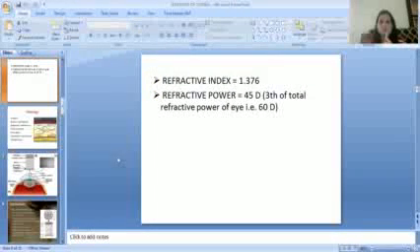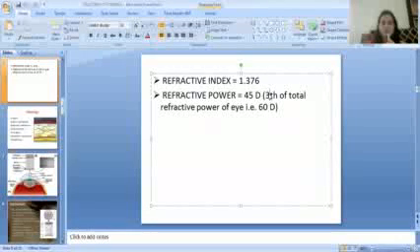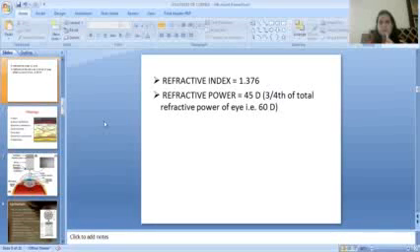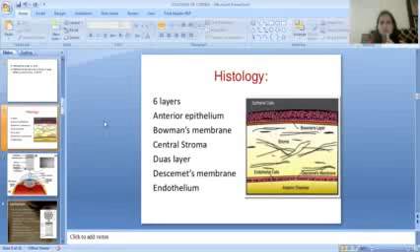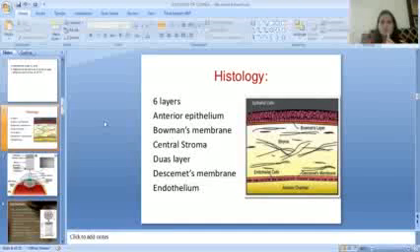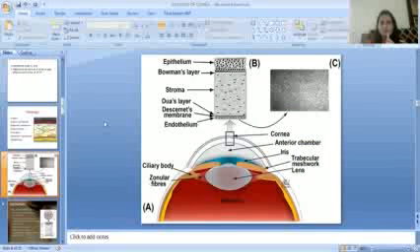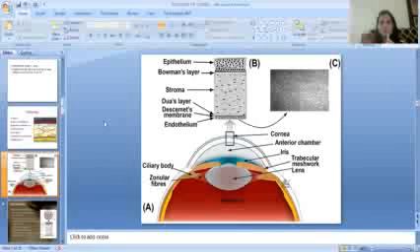The cornea is three-fourths of the total refractive power of the eye. That is, the total refractive power of the eye is 60 diopters, and that of the cornea is 45 diopters. Then the histology: there are 6 layers: anterior epithelium, Bowman's membrane, central stroma, Dua's layer, Descemet's membrane, and endothelium. You can see in this image the epithelium, Bowman's layer, stroma, Dua's layer, Descemet's layer, and endothelium.